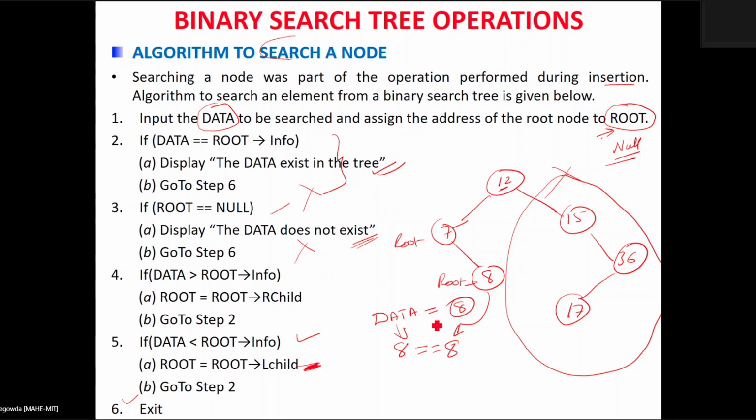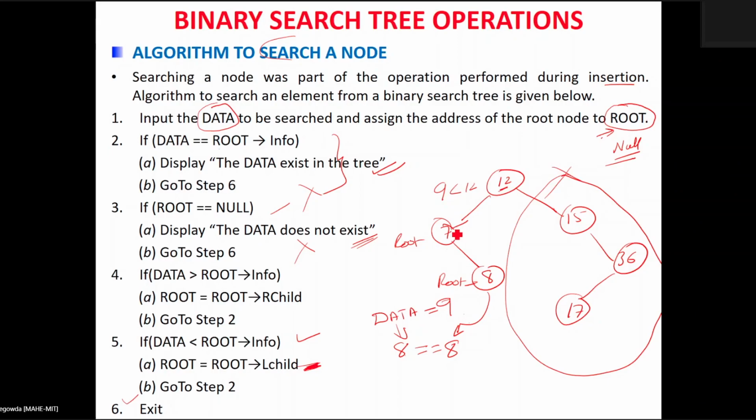Say, for example, let us assume that the data to be searched is 9. I want to find out whether 9 exists or not. What you are going to do is start with the number 12. Now 9 is less than 12, so you are traversing left.